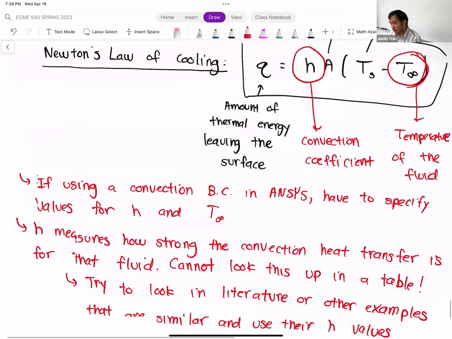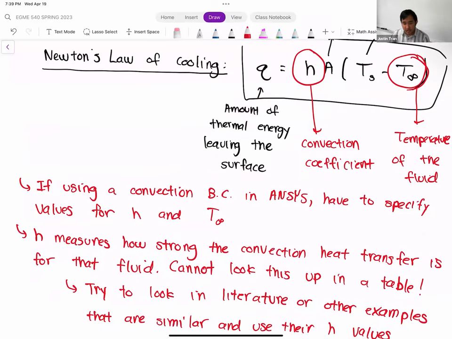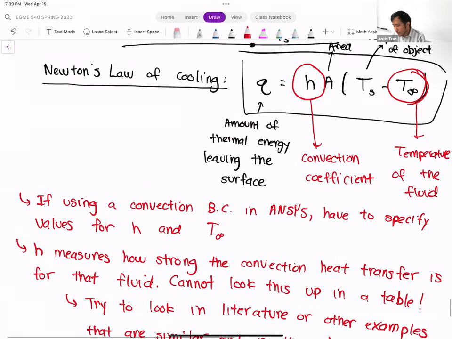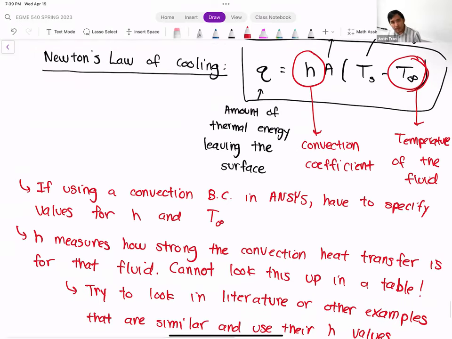Yeah, so this is kind of the difficulty with convection. You look at a formula like this, it's a relatively simple formula, but buried beneath that formula is a parameter here that is very, very difficult to obtain.